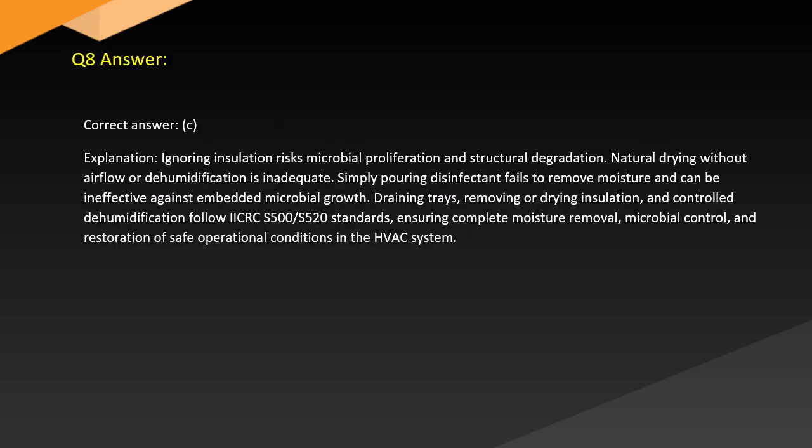Answer. Correct answer: C. Explanation. Ignoring insulation risks microbial proliferation and structural degradation. Natural drying without airflow or dehumidification is inadequate. Simply pouring disinfectant fails to remove moisture and can be ineffective against embedded microbial growth. Draining trays, removing or drying insulation, and controlled dehumidification follow HRConquer standards, ensuring complete moisture removal, microbial control, and restoration of safe operational conditions in the HVAC system.